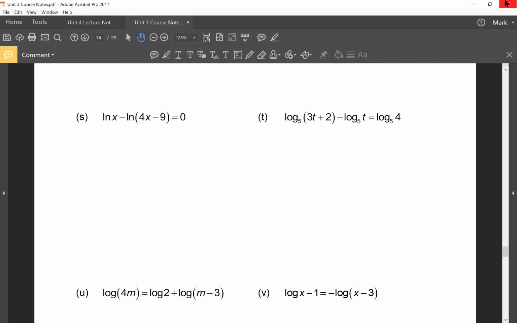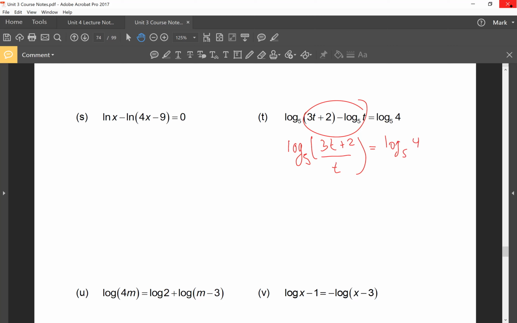All right. So log base 5 of 3t plus 2 minus log base 5 of t equals log base 5 of 4. Okay, first things, let's combine these logarithms on the left. So log base 5 of 3t plus 2 over t equals log base 5 of 4.